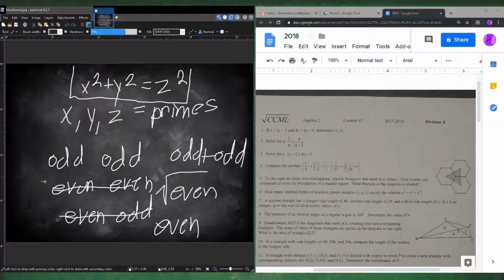So that contradicts what we have said, which is that x, y, and z are all primes, right? And we already said the prime cannot be 2, so it cannot be even, because 2 is the only even prime. So this does not make sense, because that is not going to be a prime. So this possibility is also cancelled out. Since all our possibilities cancel out, that means none of them work. So the answer is 0.